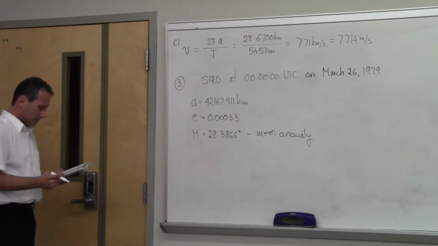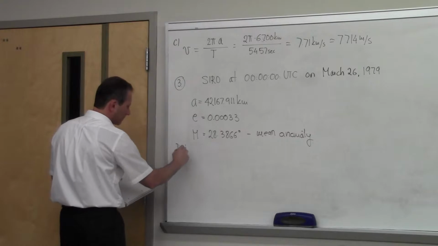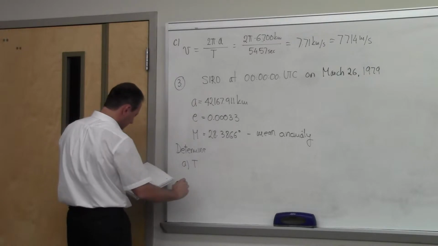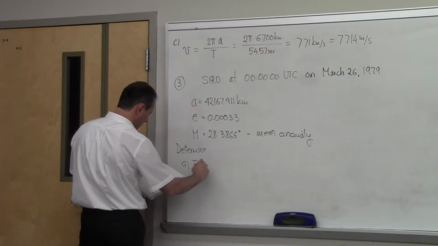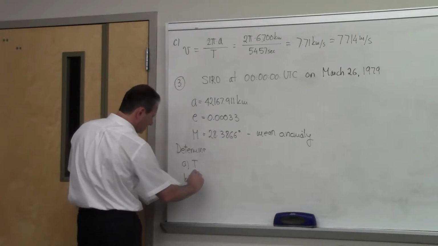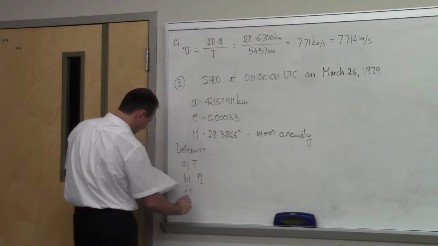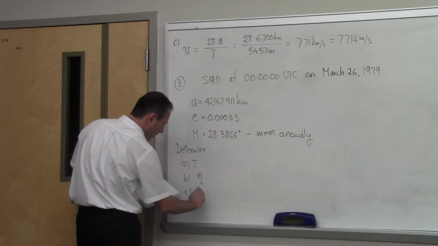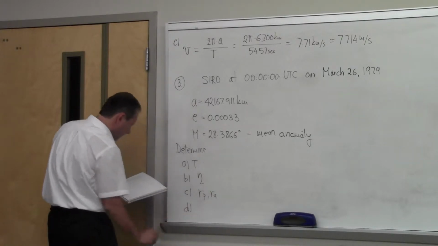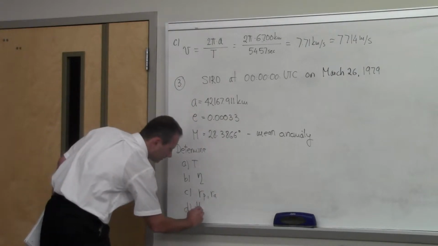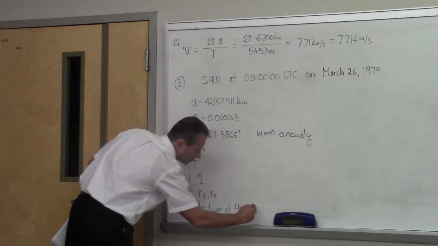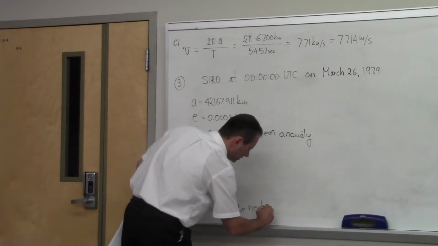All right, so the question is determine part A, the period in hours, minutes, seconds. B, determine orbital angular velocity. C, determine maximum and minimum distances, so R perigee and R apogee. And D, the time of the next perigee.